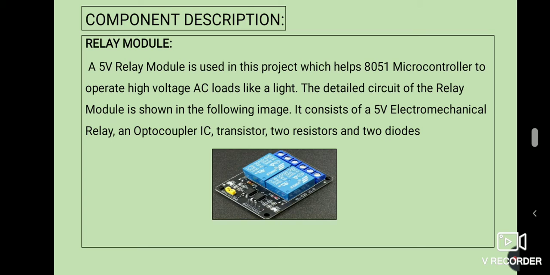Next, the component is the relay module. A 5-volt relay module is used in this project, which helps the 8051 microcontroller operate a high voltage AC load like a light. The detailed circuit of the relay module is shown in the following image. It consists of a 5-volt electromechanical relay, an optocoupler, an IC, 2 transistors and 2 diodes.